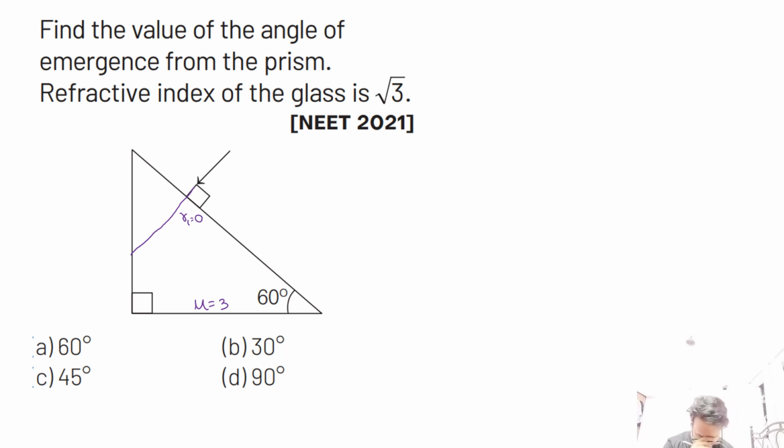Why? Because the angle of incidence is equal to 0. So sine of 0 is equal to mu into sine of R, so sine of R is also 0. Now what is the angle of this prism? The angle of this prism is nothing but 60 plus 30 plus 90, which is equal to 180 degrees, because the angles of a triangle add up to 180 degrees.